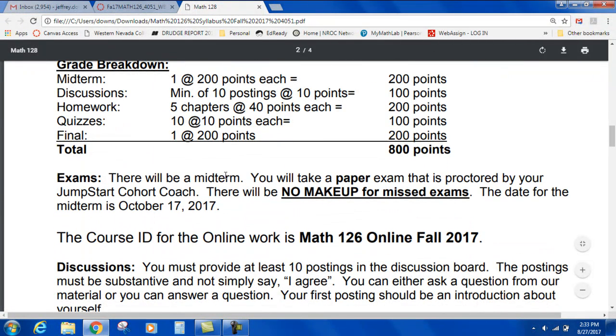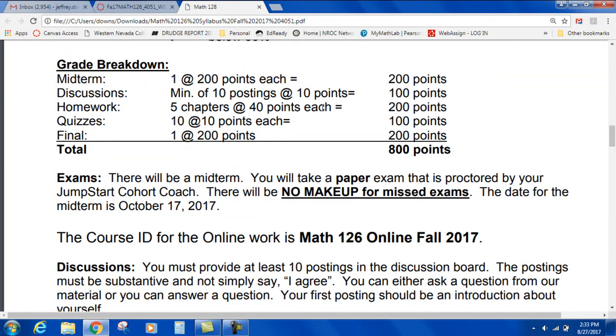The grade breakdown: midterm, you get 1 at 200 points. Discussions, minimum of 10 postings at 10 points each, 100 points. So that's discussion postings in Canvas. Homework: 5 chapters at 40 points each. Quizzes, 10 at 10 points each, and the final 1 at 200 points. So a total of 800 points. So you'll get a midterm, and it's on October 17th, 2017. I believe everyone in this course is with a cohort, so we can do a proctored midterm.